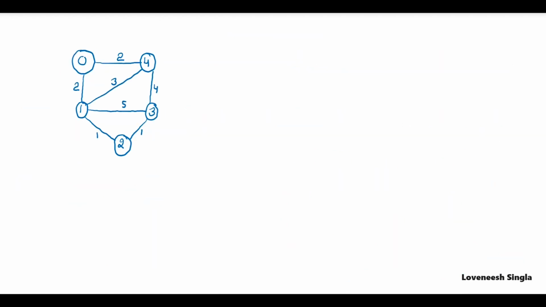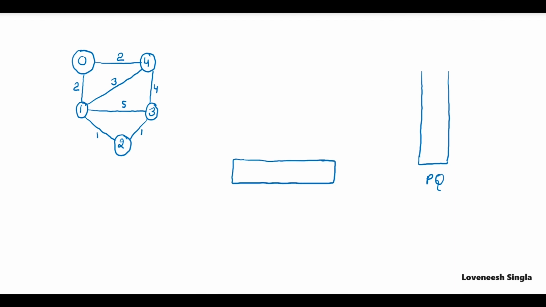To start with Prim's algorithm, we need a couple of things. First, we need a priority queue. So let's have a priority queue. Why, I will tell you. And we need a visited array of the same size as the number of vertices. So here we have 5 vertices, so let's have 5 elements here. Again, I will explain why we need this. And with this, we need an MST list, which will contain the list of the edges of the MST.